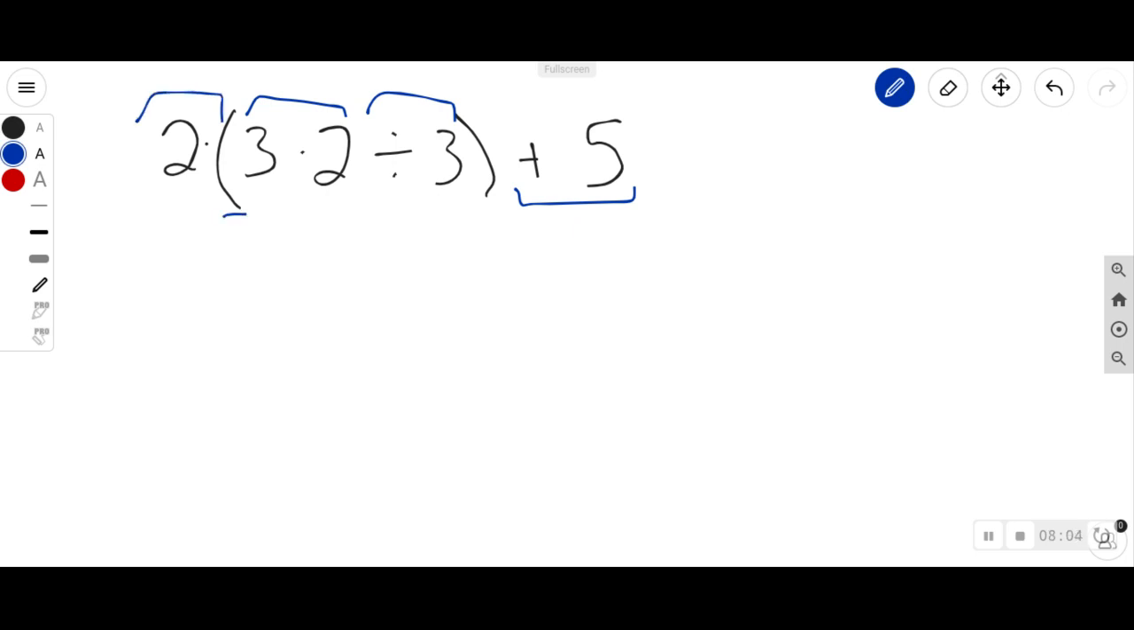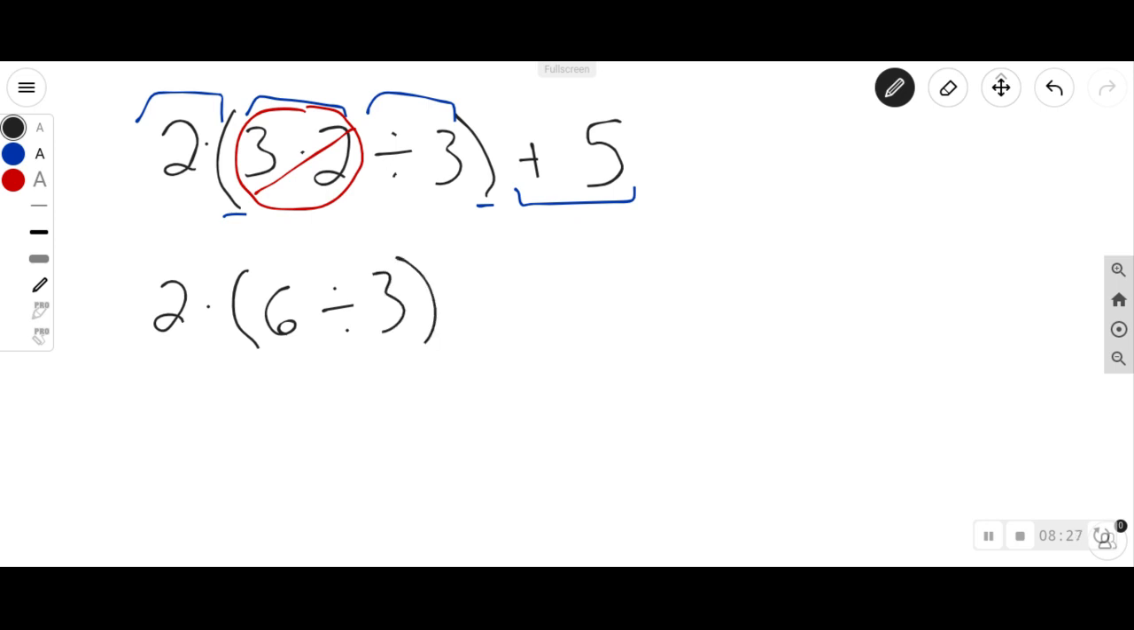First thing we're going to start with, though, is this parenthesis. So I'm going to drop down the 2 times, and in the parenthesis, we have this times. There's a times and a divide. The times is on the left, so it goes first. So 3 times 2 is 6 divided by 3. We're going to close it and put plus 5.